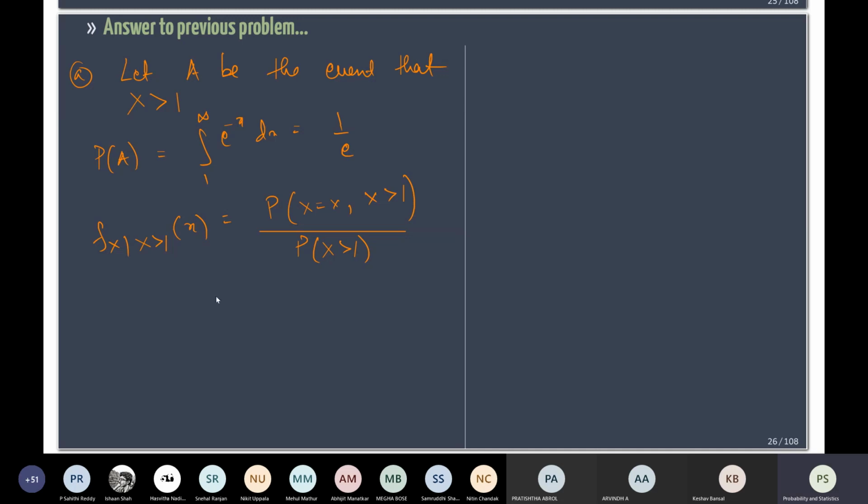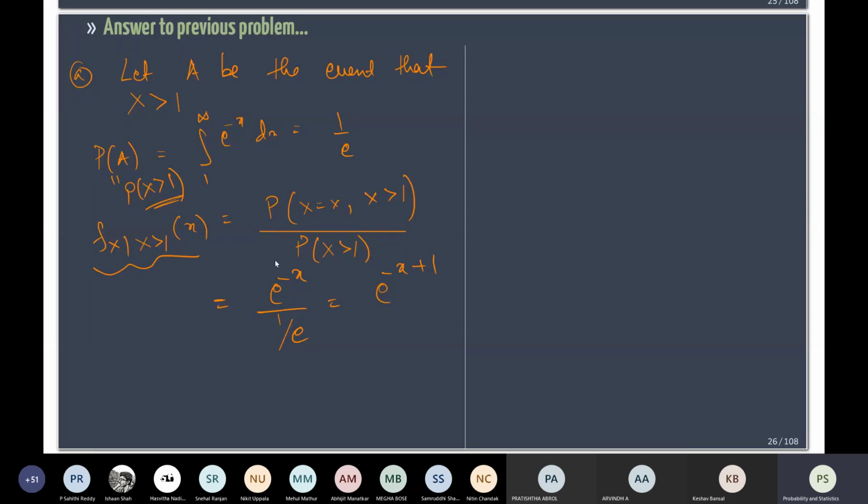So here we need the intersection, the joint. And the joint here is the exponential, so it will be e to the minus x. And this guy we have computed: the probability that x greater than 1 is 1 over e. So this is e to the minus x plus 1, since the e gets multiplied here. Okay, so this is what we have for the conditional.